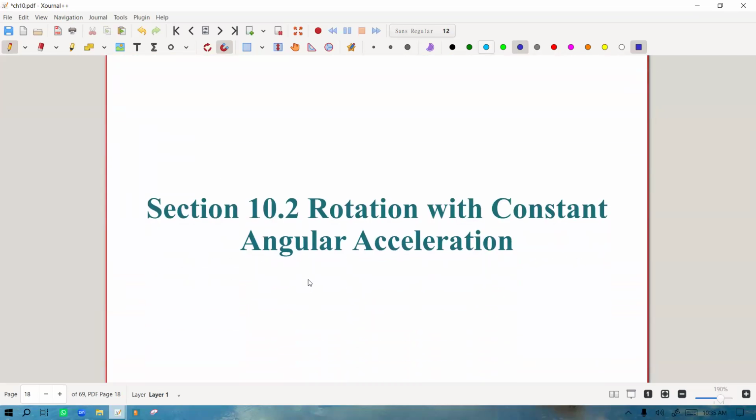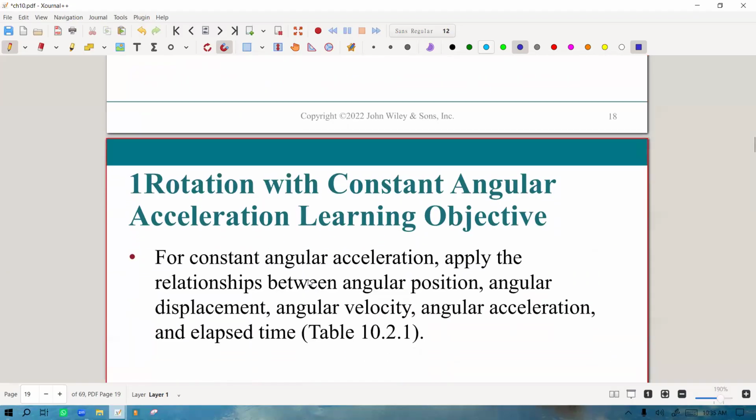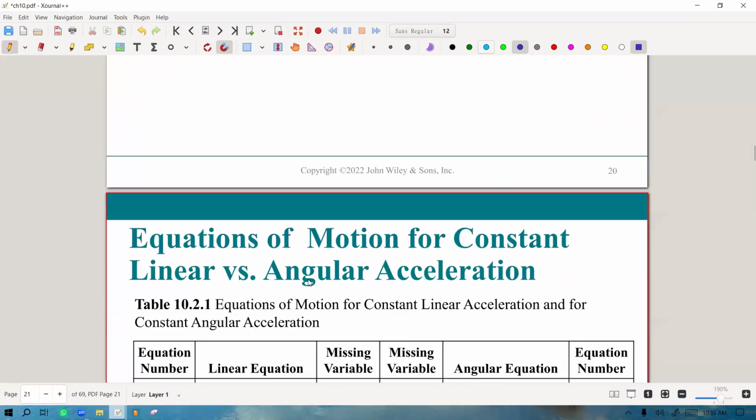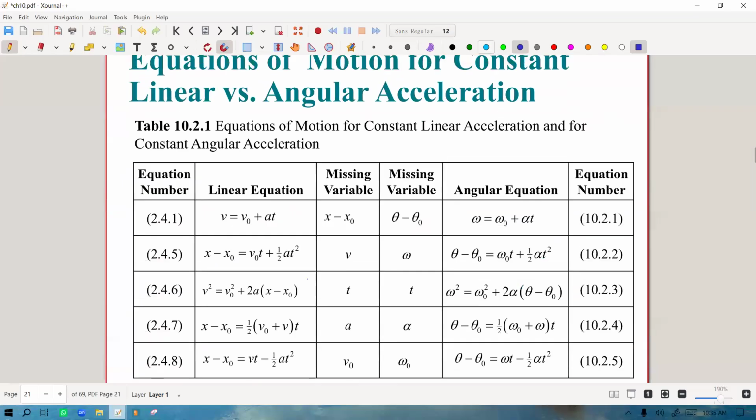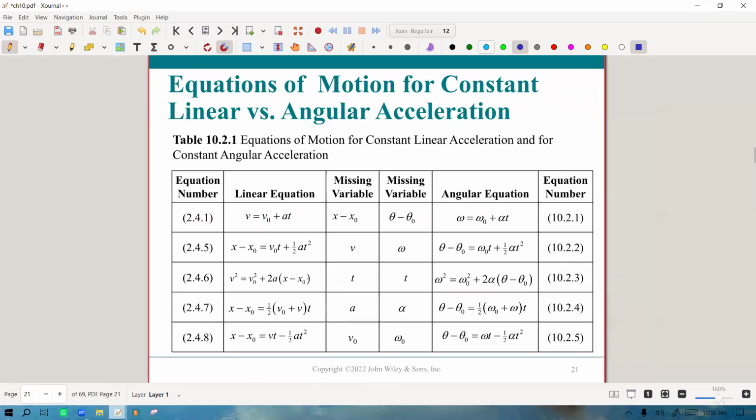So this one is a rotation with constant angular acceleration. Okay, remember again the kinematics equations. I think we have discussed it in the second meeting. There are several kinds of equation here. This one is for linear motion, for example v is equal to v0 plus at. v0 is the initial velocity and at is acceleration multiplied by time.